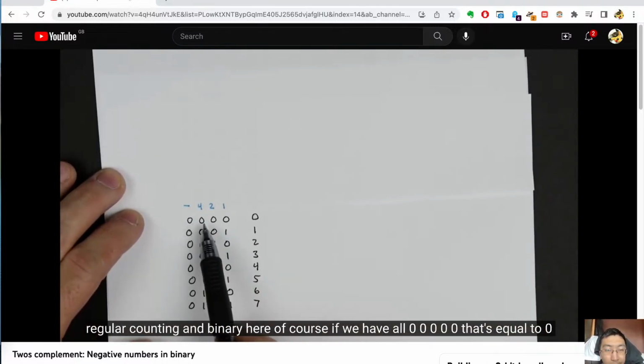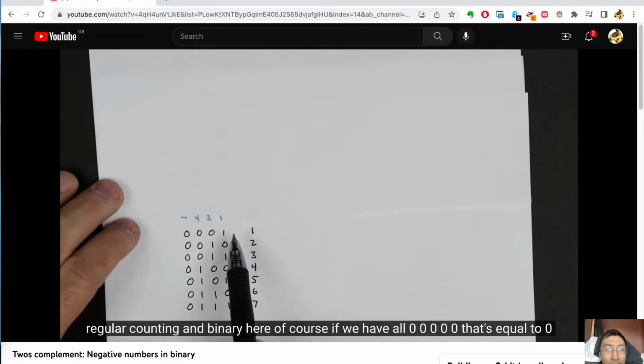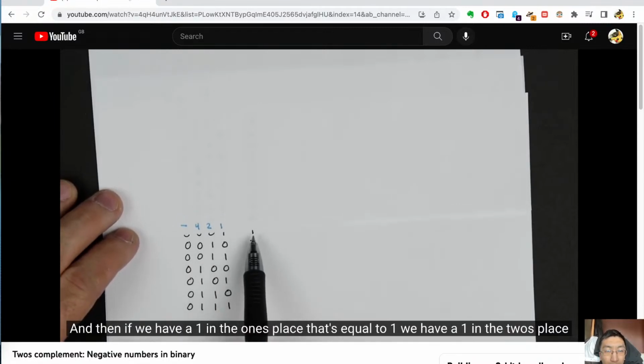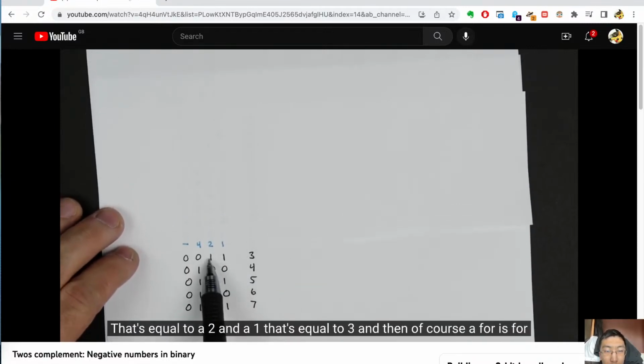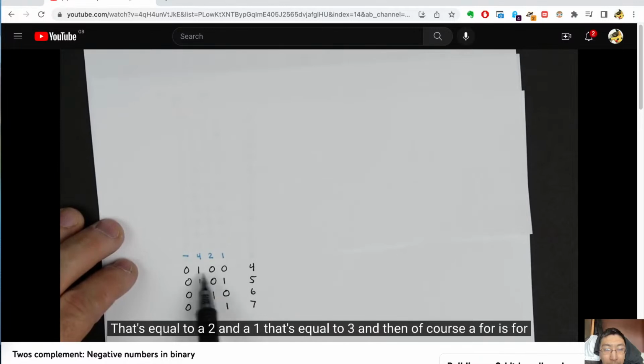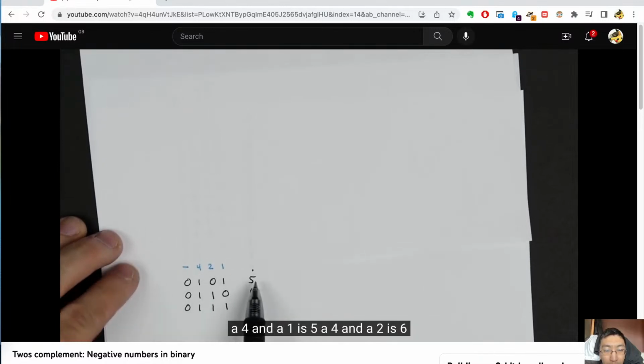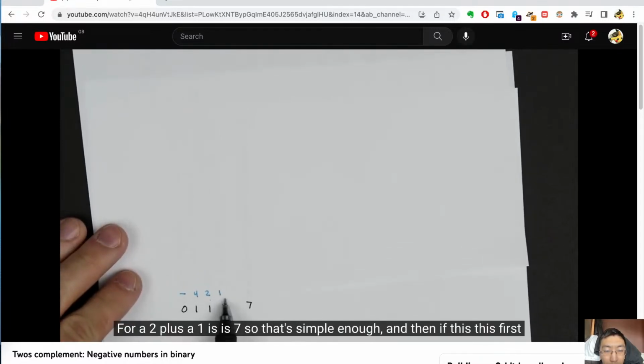Of course, if we have all zeros, 0, 0, 0, 0, that's equal to 0. And then if we have a 1 in the 1's place, that's equal to 1. A 1 in 2's place, that's equal to 2. A 2 and a 1, that's equal to 3. And then, of course, a 4 is 4. A 4 and a 1 is 5. A 4 and a 2 is 6. A 4 and a 2 plus a 1 is 7. So that's simple enough.